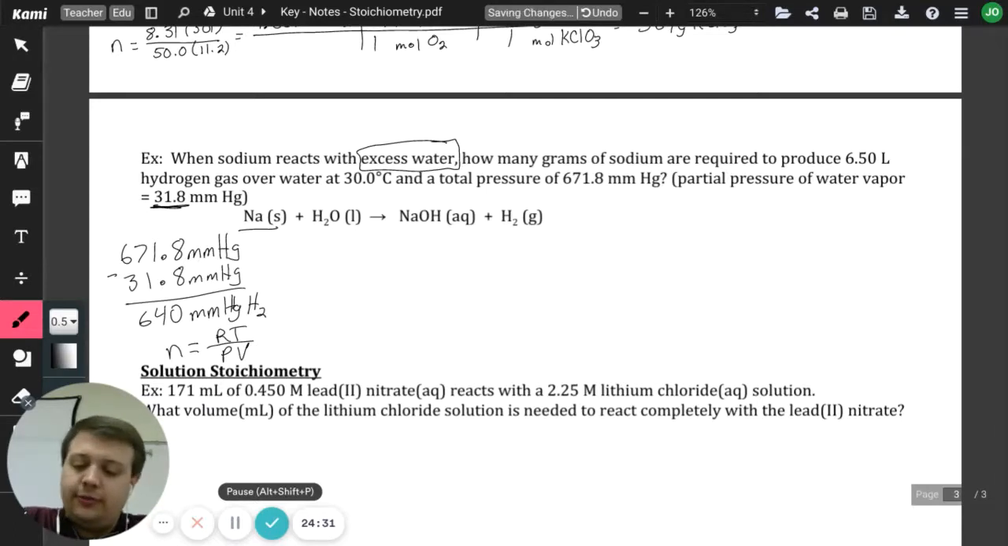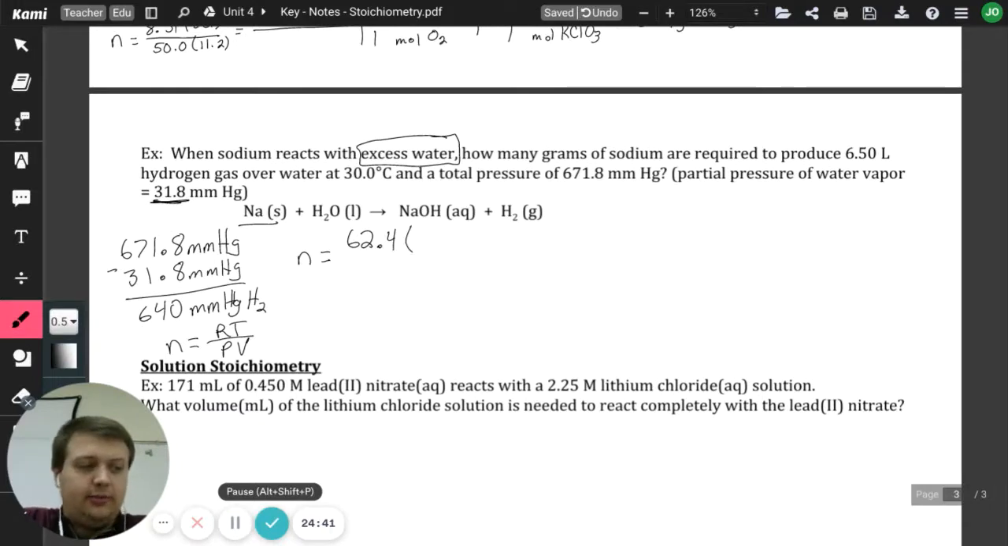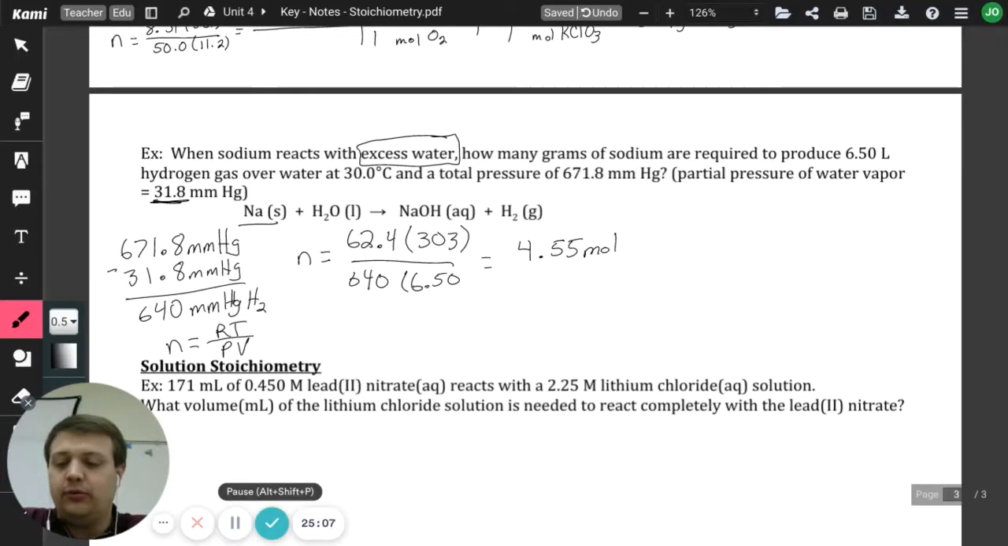And I plug my numbers in. So n equals 640 times 6.50, divided by 62.4. So that's going to be my ideal gas constant if we're in mmHg, times 303. Again, that's my temperature, so it's 30 degrees Celsius plus 273, which turns it into Kelvin. I plug all that in, and I end up with 4.55 moles of H2.